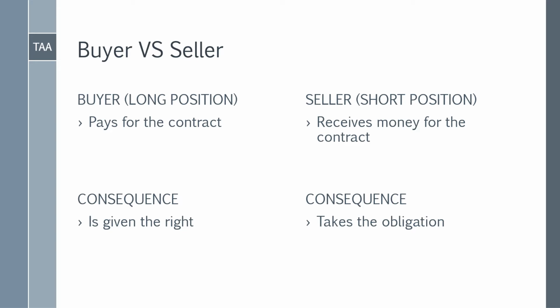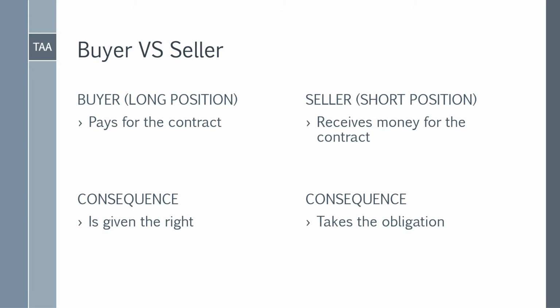The first being the buyer versus seller distinction. The buyer is the one that pays for the contract, versus the seller, who is the one that receives money for the contract. Since the buyer pays for the contract, they have the right, so they have choice. Whereas the seller receives money for the contract, they have the obligation. So they don't really have a choice.